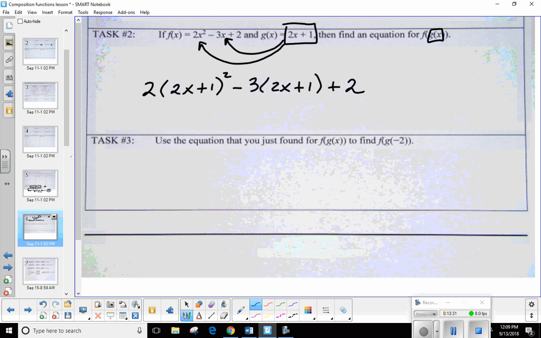Okay? So let's do this. Before we distribute the 2, we have to expand this guy. Now, you can write 2x plus 1 times 2x plus 1 and FOIL. What's that stand for? First, outside, inside, last. It just walks you through the steps, right?